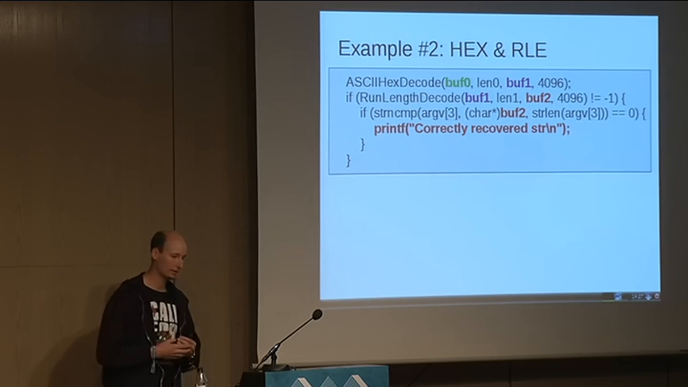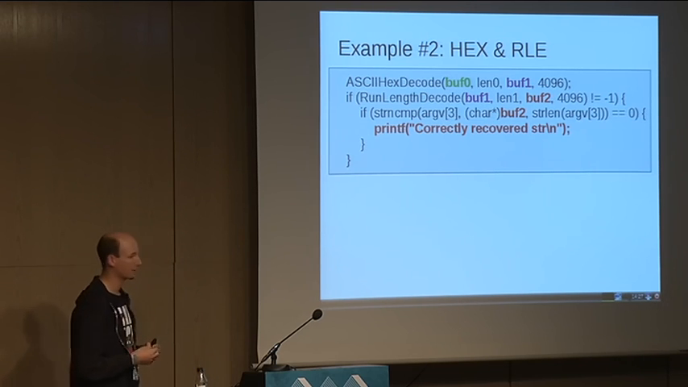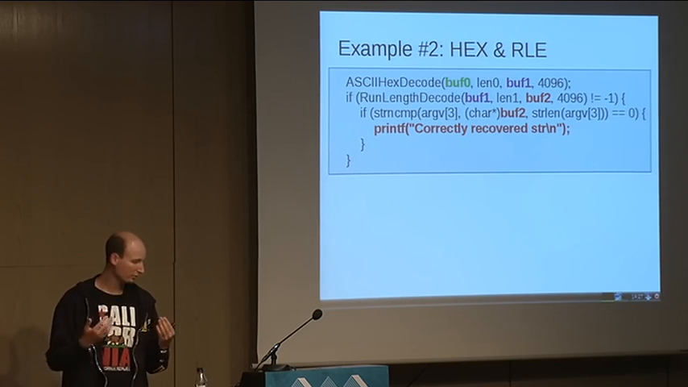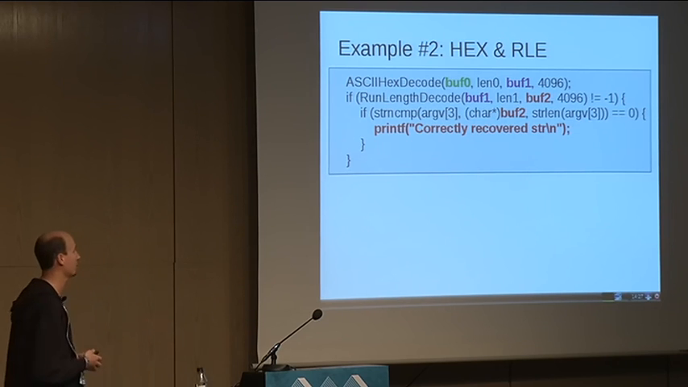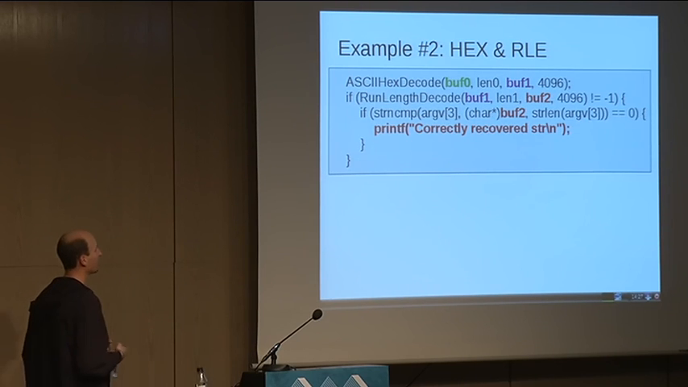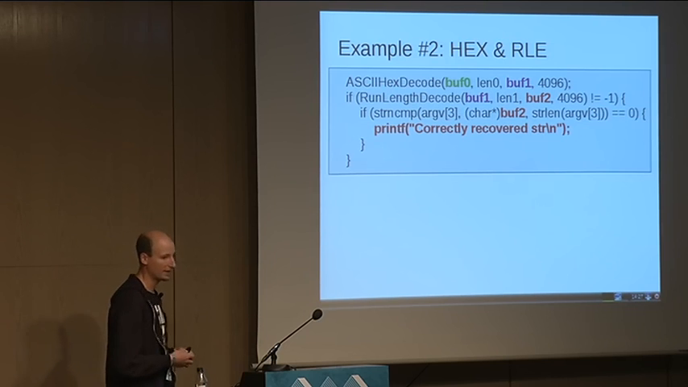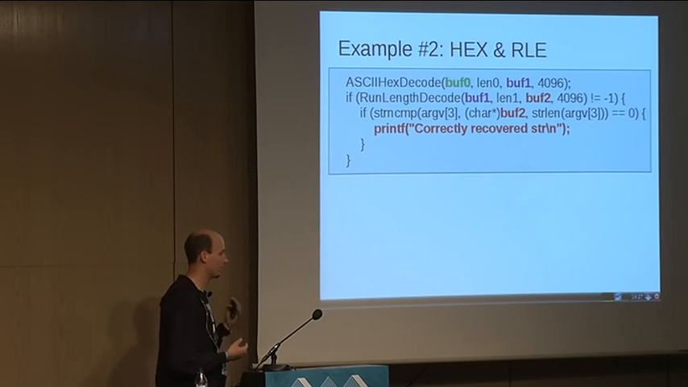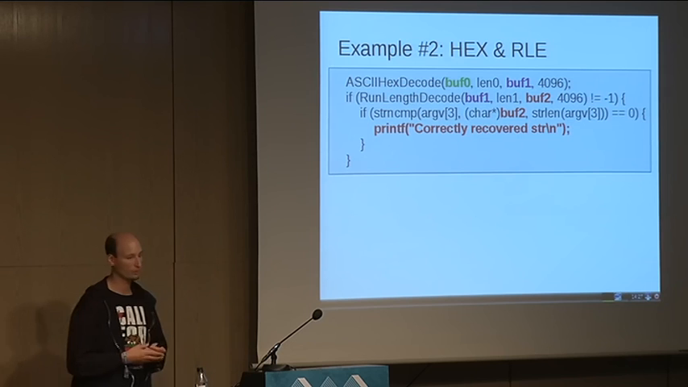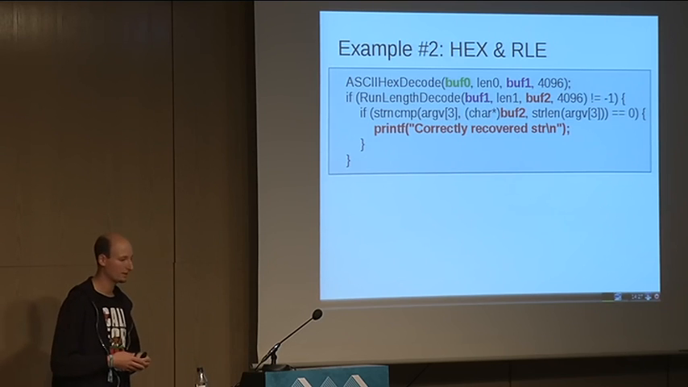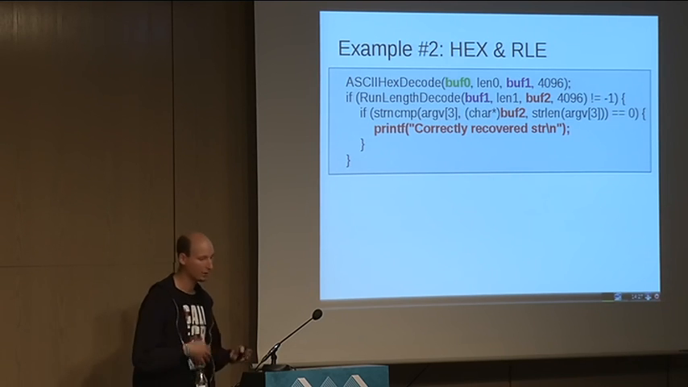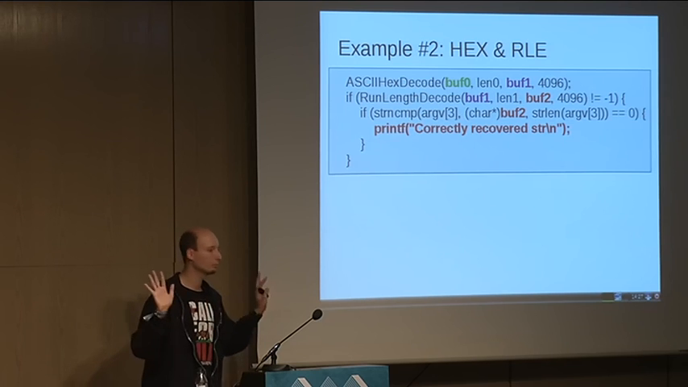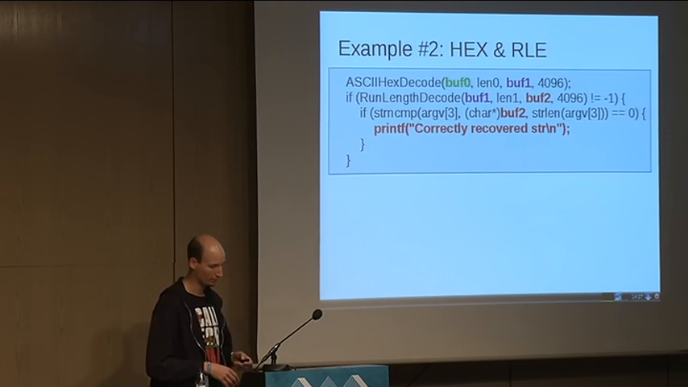So let's look at the code itself in a simplified way. We see that input is copied into the first buffer, buffer 0, and then the ASCII hex decode writes into buffer 1, and then buffer 1 is decoded using RLE decoding into buffer 2, where we might trigger a vulnerability at one point in time.